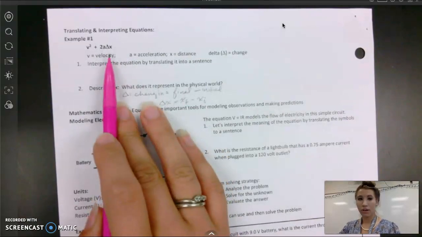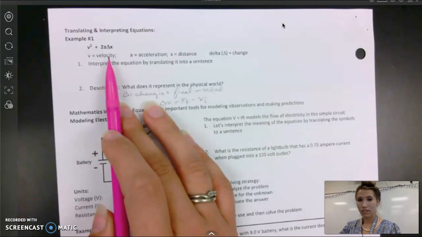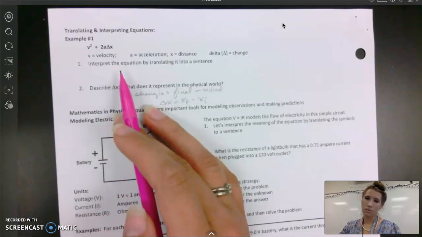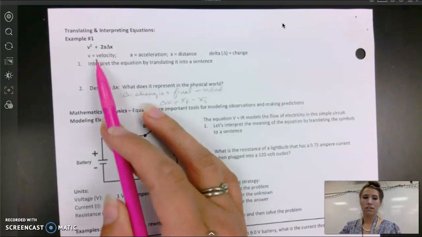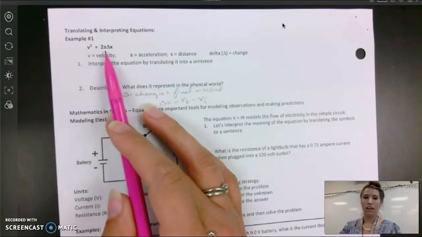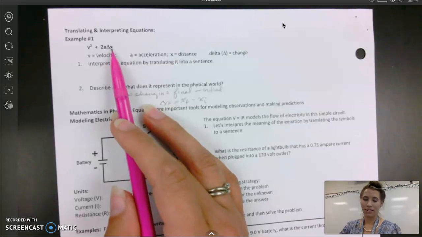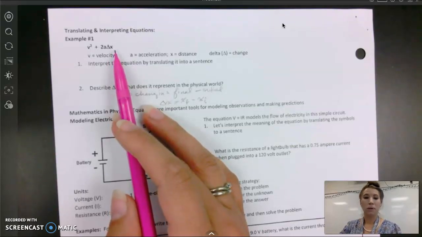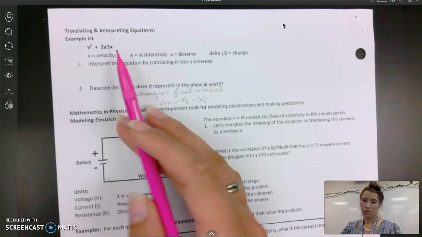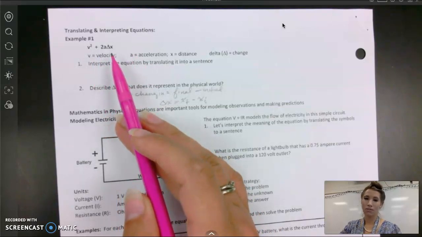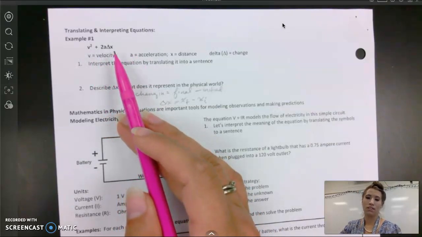Here is a physics equation that you're going to encounter later in the year. The first thing that you'll often do with these kinds of equations is recognize what the variables mean. In this case, the v variable stands for velocity, a stands for acceleration, and x stands for distance. We also have this weird Greek letter delta, and delta in this case, and in most sciences, means a change in, or final minus initial. So if I were to say this equation in a sentence, I'd say velocity squared plus 2 times acceleration times the change in distance.